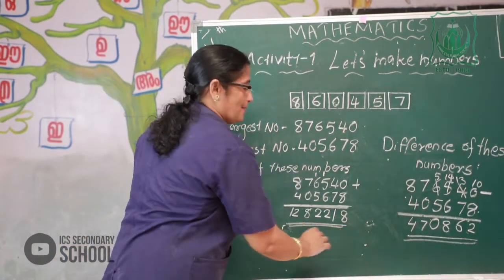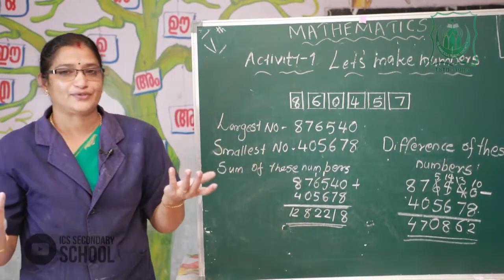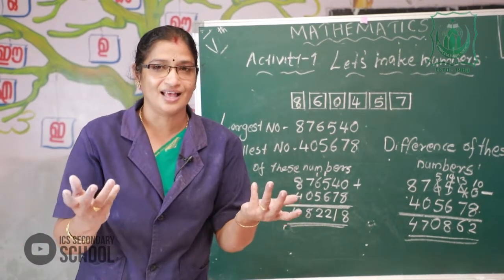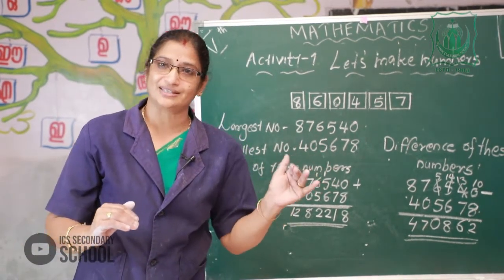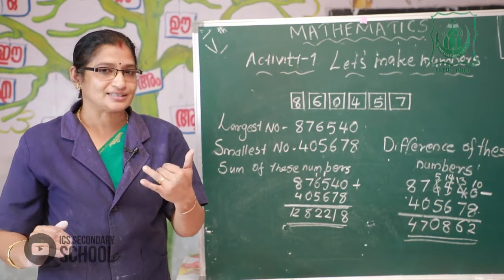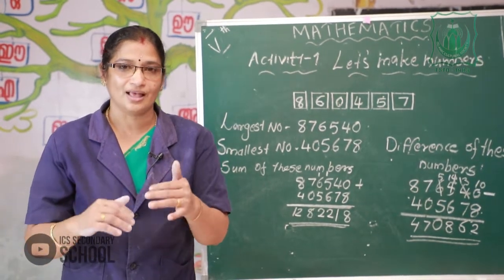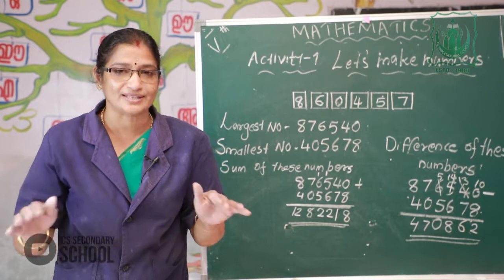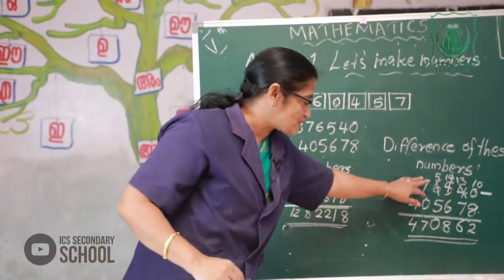How can we find the difference of these numbers? Largest number minus smallest number. Then we get the difference of these numbers.